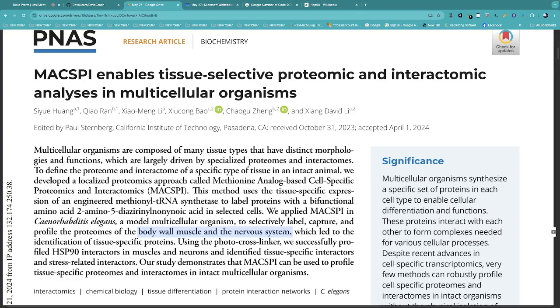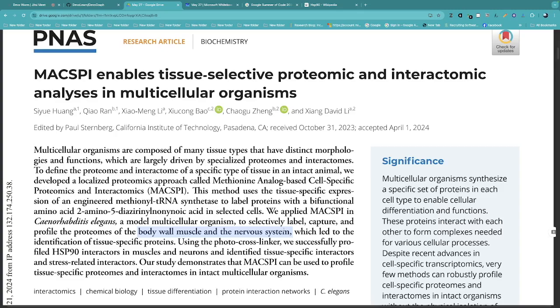So they're not profiling every cell. They're just looking at body wall muscle and the nervous system. So they're looking at the proteomes of these cells. And we know all of the cells in the morphology of C. elegans. That's what OpenWorm is all about. And so they're just taking a small subset of those cells and looking at the proteomic profile.